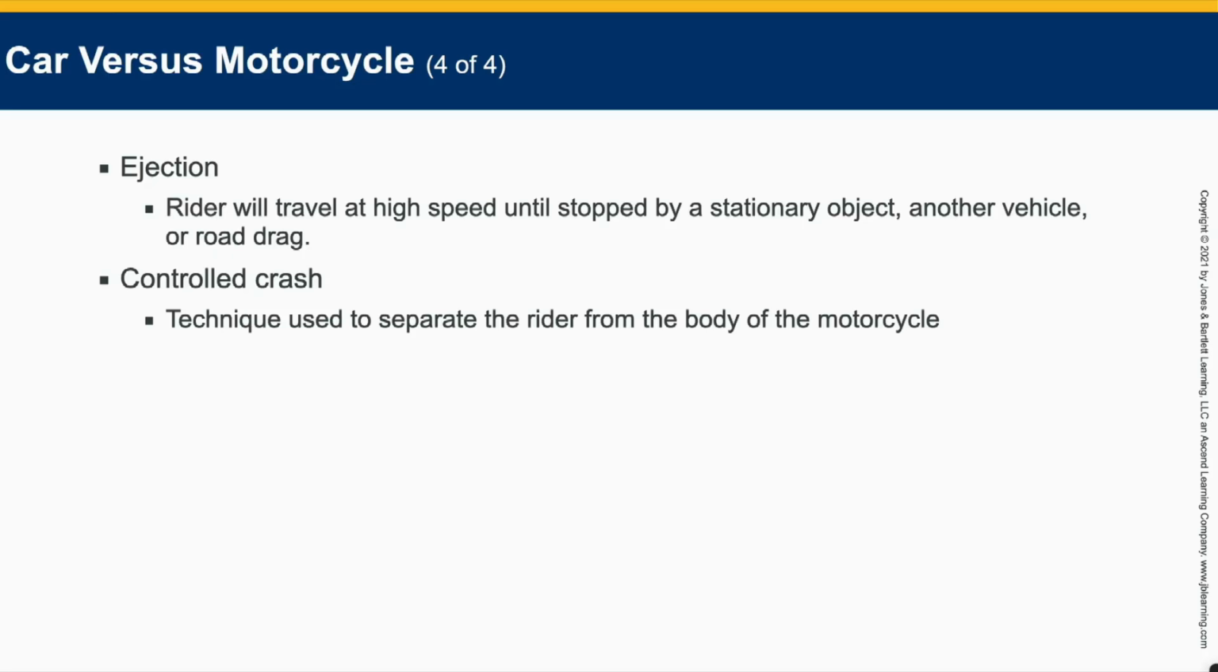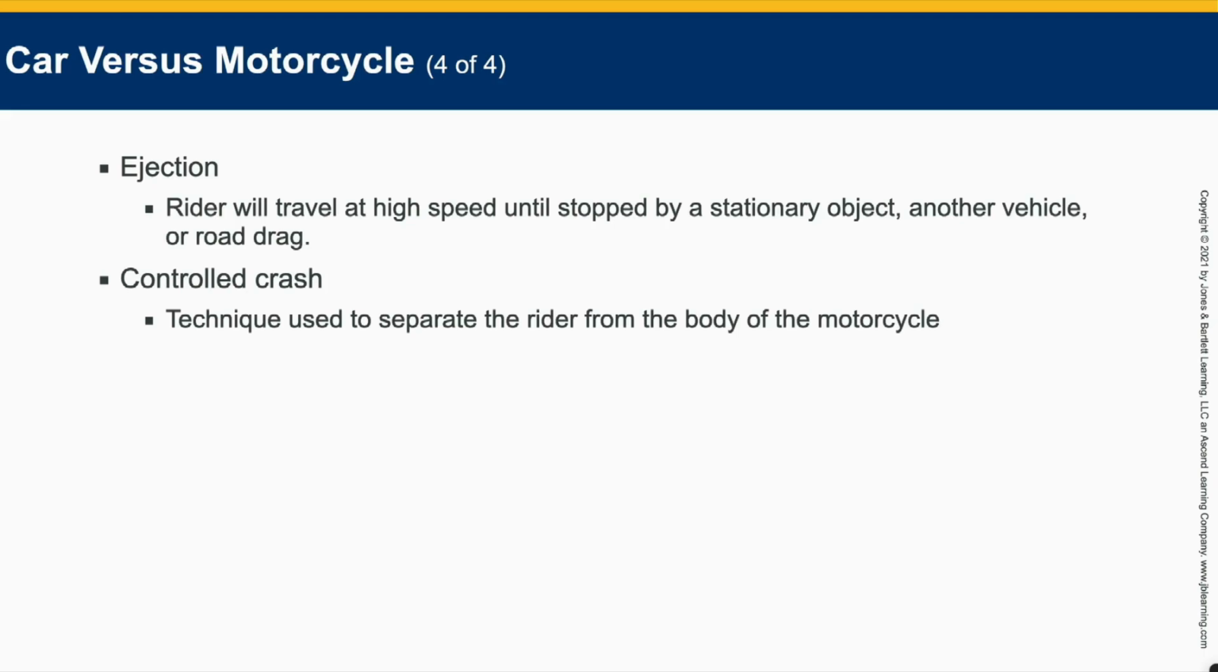When a rider is ejected, they're going to continue traveling at a high speed until something stops them. That could be the ground, another vehicle, or a guardrail. Whatever it is, that's where the energy transfer happens. So these patients often have significant multi-system trauma, and you should be thinking high index of suspicion across the board. Head, chest, spine, abdomen, extremities, everywhere.